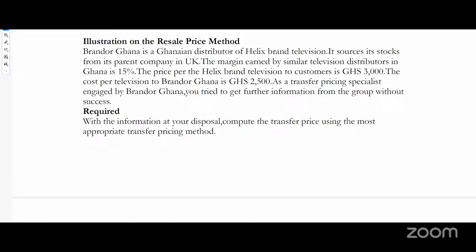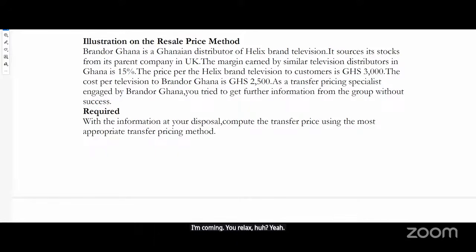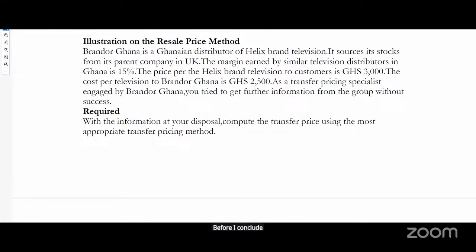Prof, could we please solve a question on the comparable uncontrolled pricing method? I'm coming. You relax. I did it for you. No fear. I'll solve every kind of method with proper calculations for you to understand how it works before I close. Even profit split, we'll do some. We'll do the comparable profit split and the residual profit split.